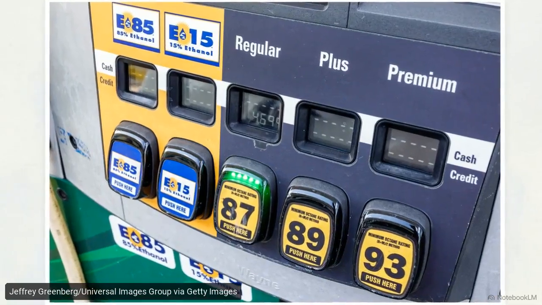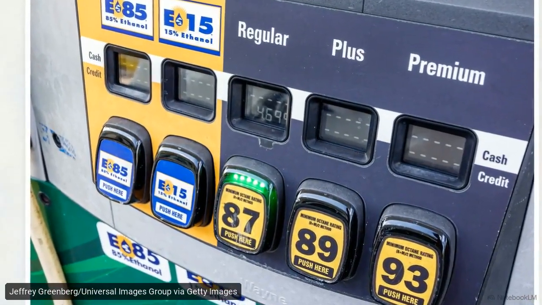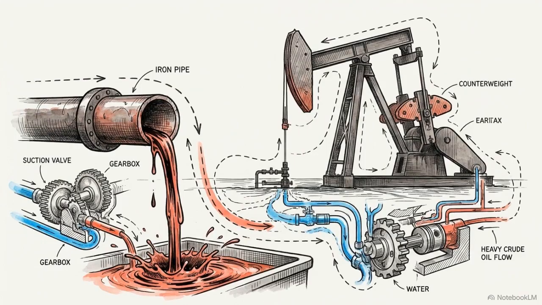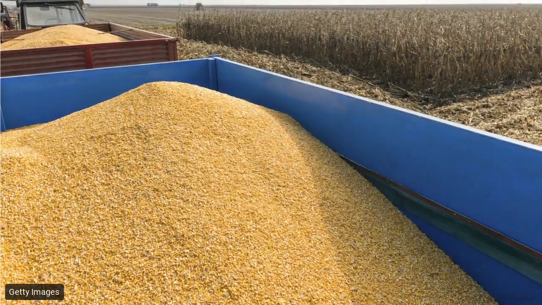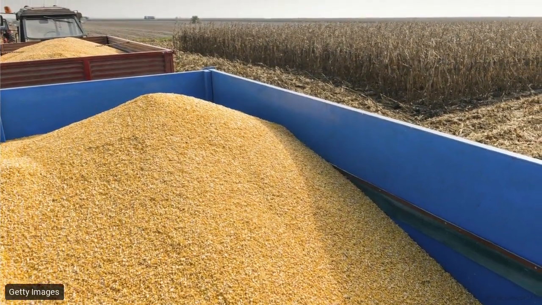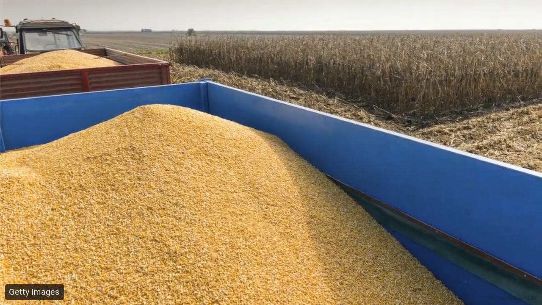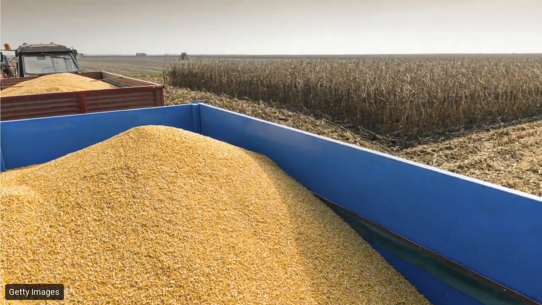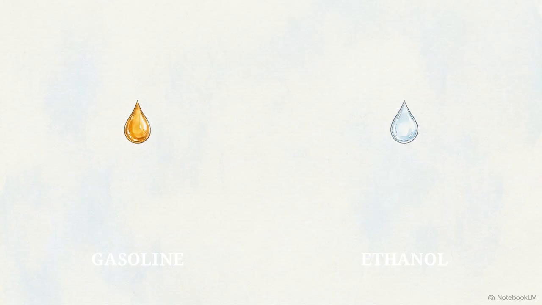When you pull up to the pump, you often have a choice between standard gasoline and E85. These are chemically distinct liquids. Standard gasoline is derived from crude oil, while E85 is a blend containing up to 85% ethanol, a renewable alcohol typically produced from crops like corn or sugarcane. Because of that chemical difference, they require different amounts of oxygen to ignite.